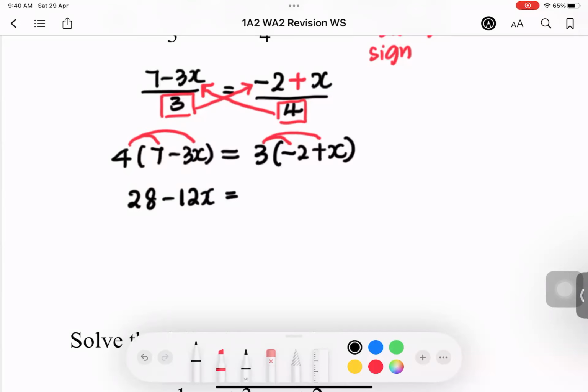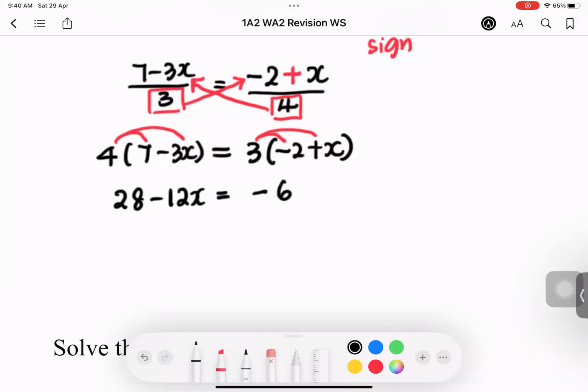3 times negative 2. Derek, no answer. Okay, next I skip. I ask Jared first. Jared. Negative 6. Huh? Negative 6. Okay, then 3x. Plus 3x. Okay.